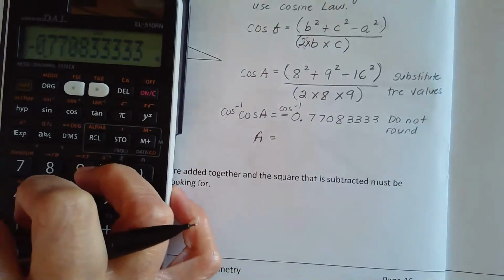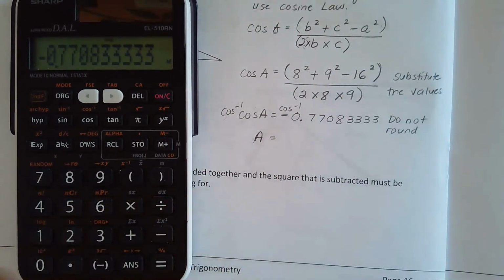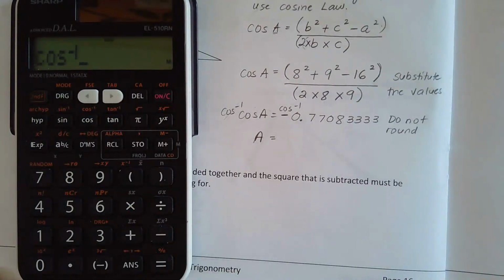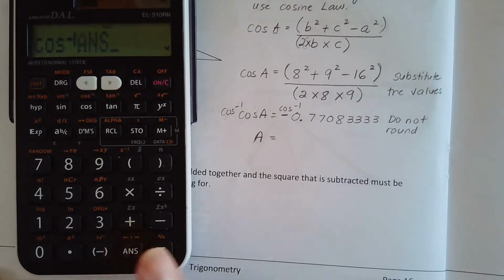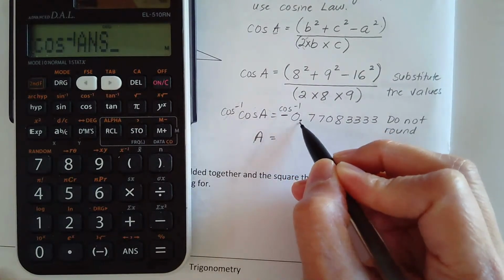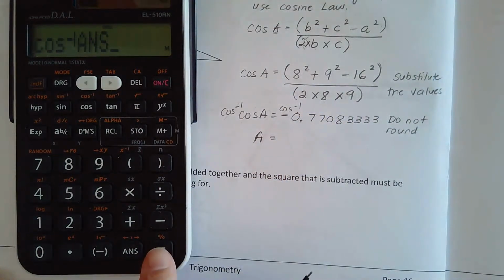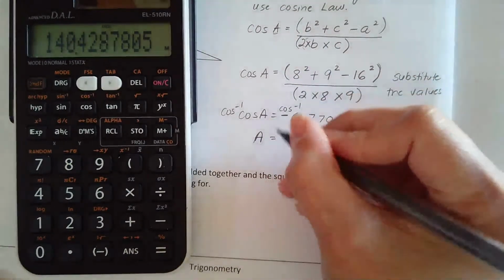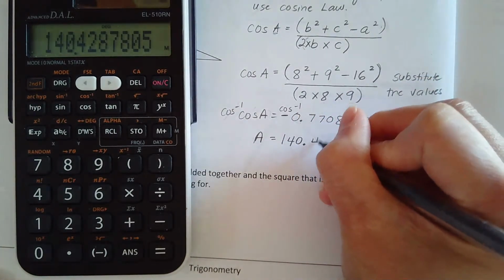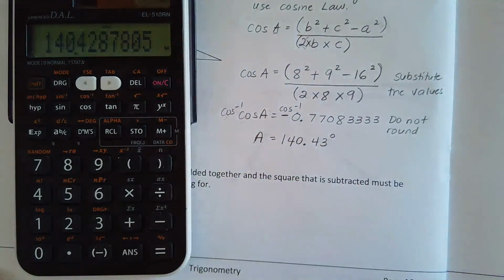So all of these numbers should still be on our calculator. We're going to go second function, cos, if that's how you do your cos inverse. And then I'm going to type in answer because I have that button. If you do not have that button, make sure you type in the negative, 0 decimal, all of these, and then press equals. So angle A is 140.43 degrees.